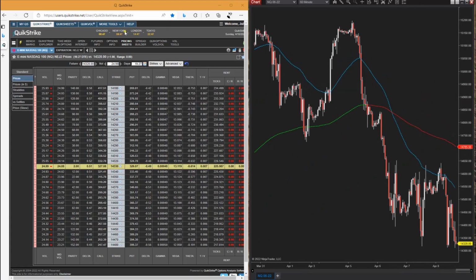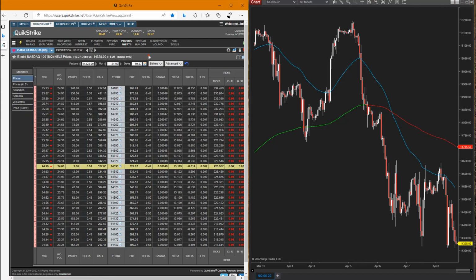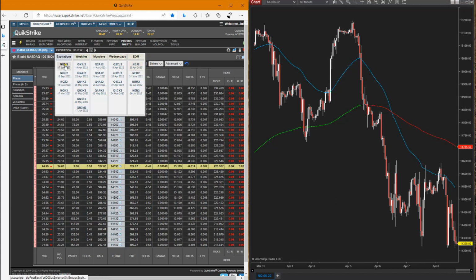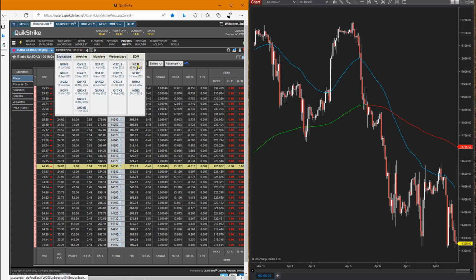So the first thing I do when I get to the quick strike sheet is go to the pricing sheets, choose my contract. We're looking at the NASDAQ. And from here, I can go to the expiration that I want to review. So let's start with the monthly, that is the NEJ2 for the end of the month, expiring April 29th.